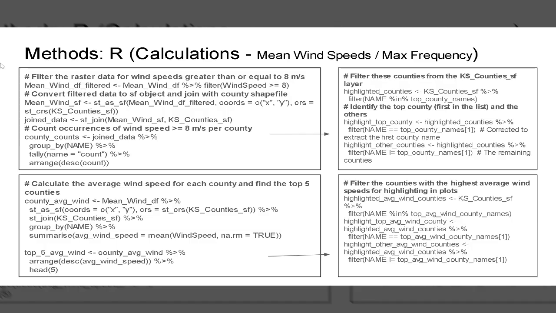And then for the main part of my methods for my final results, to find my max wind speed and max frequency of high values, I started with my first method of finding the max frequency of higher values that are equal to or greater than 8.